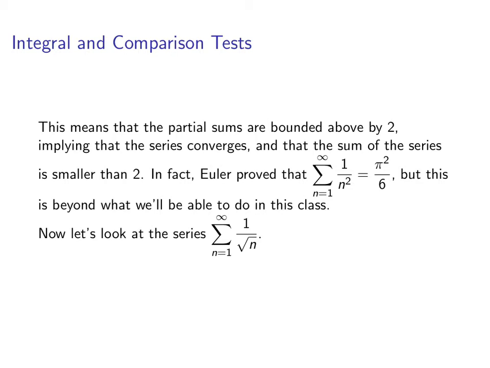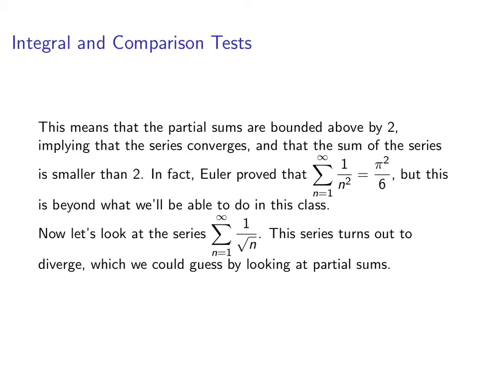Okay, let's try another series. Now we're going to sum n goes from 1 to infinity of 1 over square root of n. This series turns out to diverge. You could actually guess that if you looked at partial sums and went out far enough.